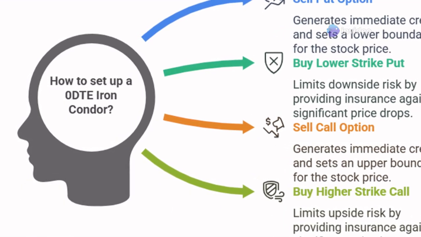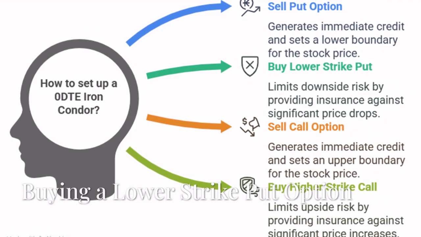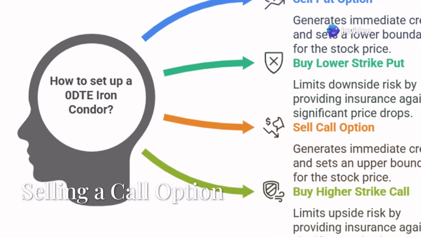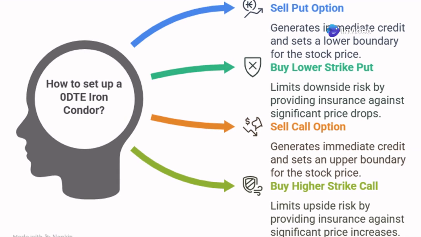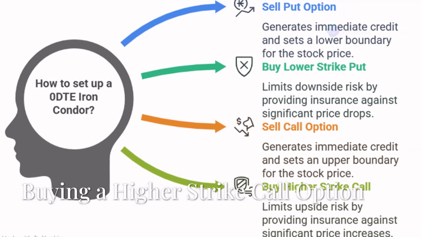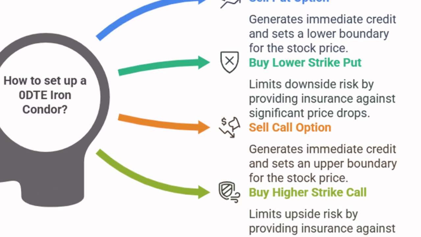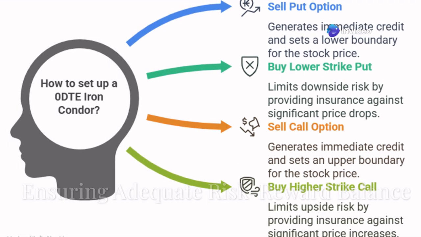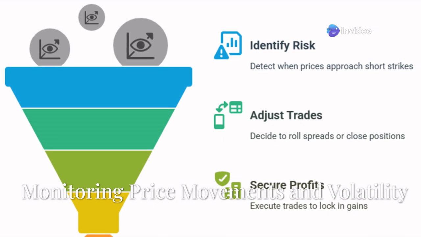Sell a put option at a strike price below the current price. Buy a lower strike put option to limit downside risk. Sell a call option at a strike price above the current price. Buy a higher strike call option to limit upside risk. Ensure the credit received provides an adequate risk-reward balance.